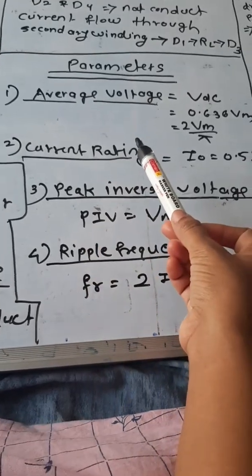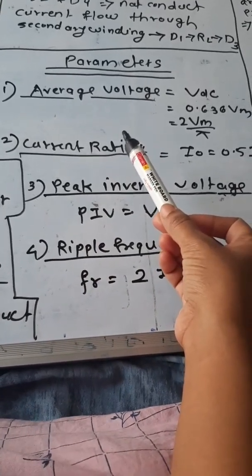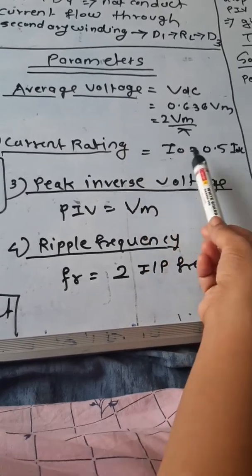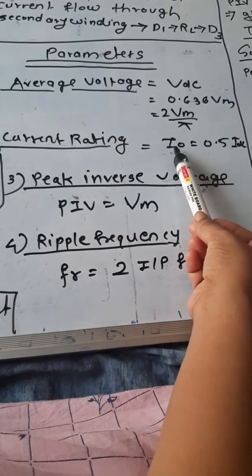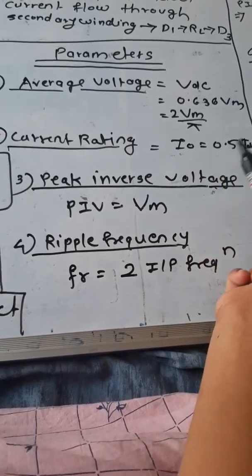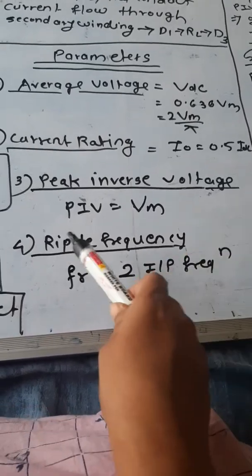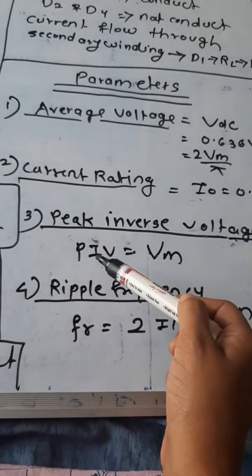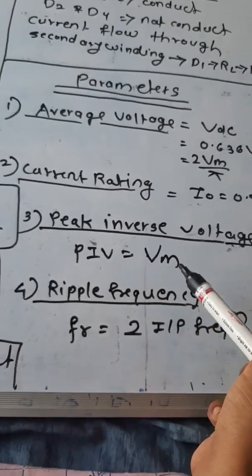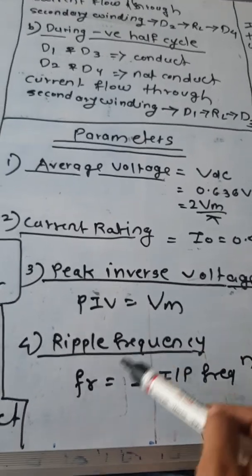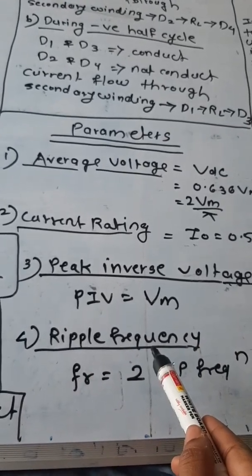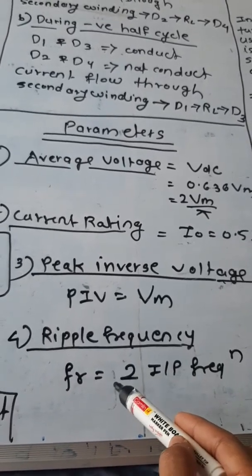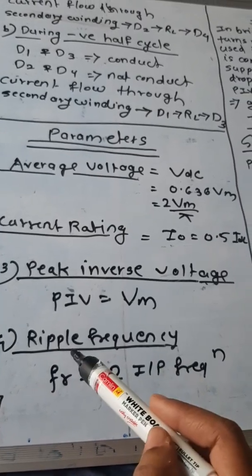Current rating is what? How much direct current the diode can handle is called current rating of diode. It is represented by I naught, and it is given as 0.5 into IDC for each diode. After that, peak inverse voltage, PIV, equals Vm. It is for each diode. Next, ripple frequency, represented by Fr, is equal to twice the input frequency.